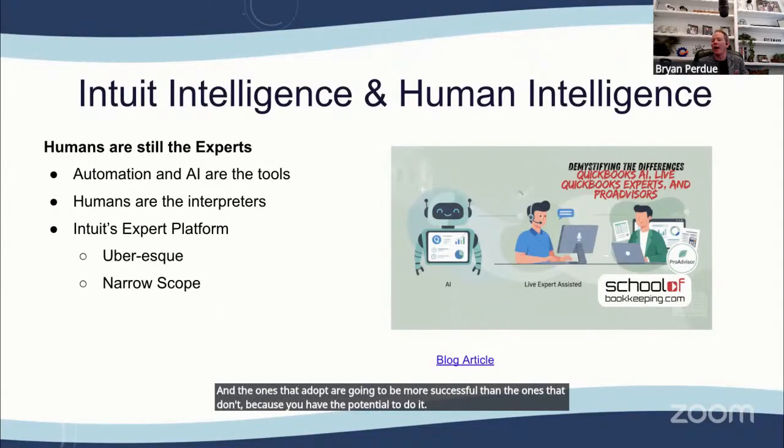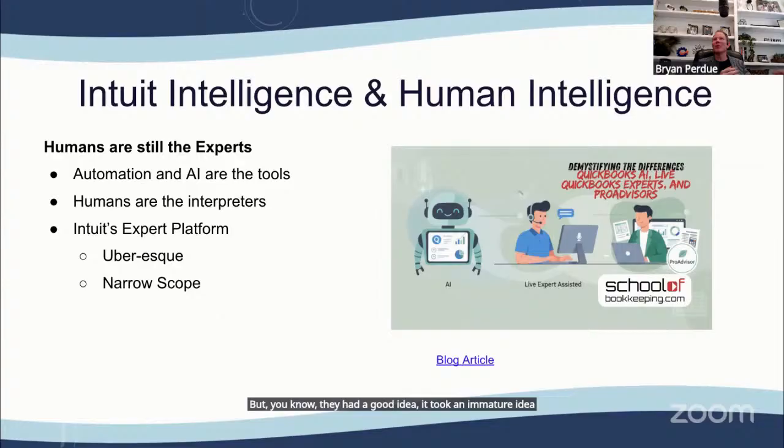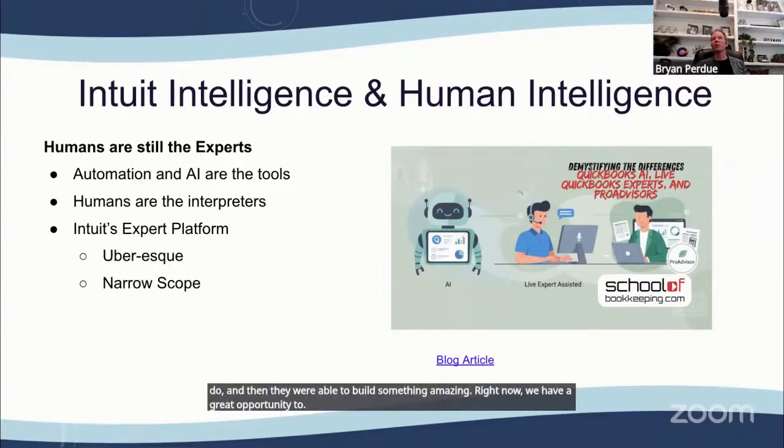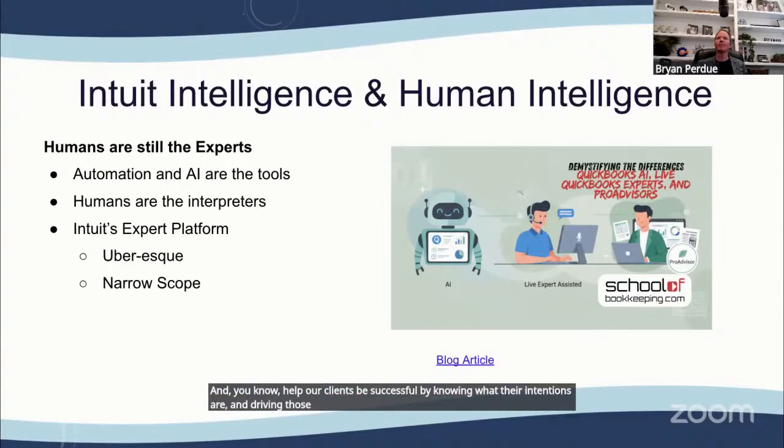It's kind of like when the iPhone came out, there were apps that little kids wrote that made $1 million. Not going to say the names because they're a little immature, but they had a good idea, took an immature idea no adult would do, and then they were able to build something amazing. Right now, we have a great opportunity to do some really cool things with AI that no one else is doing, and help our clients be successful by knowing what their intentions are and driving those intentions with AI.